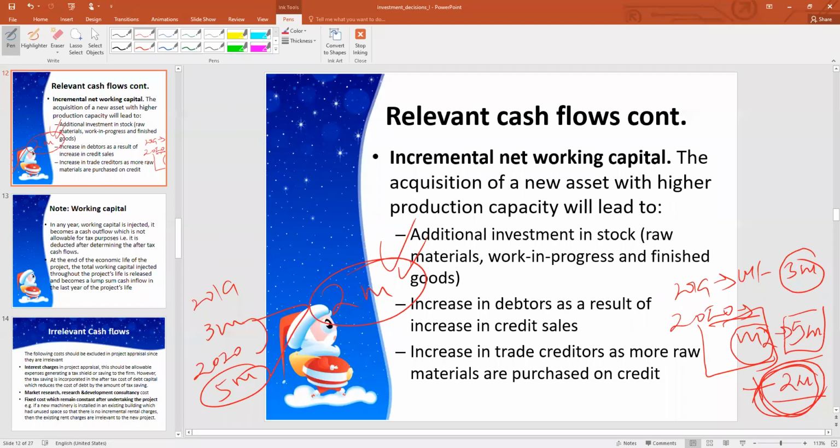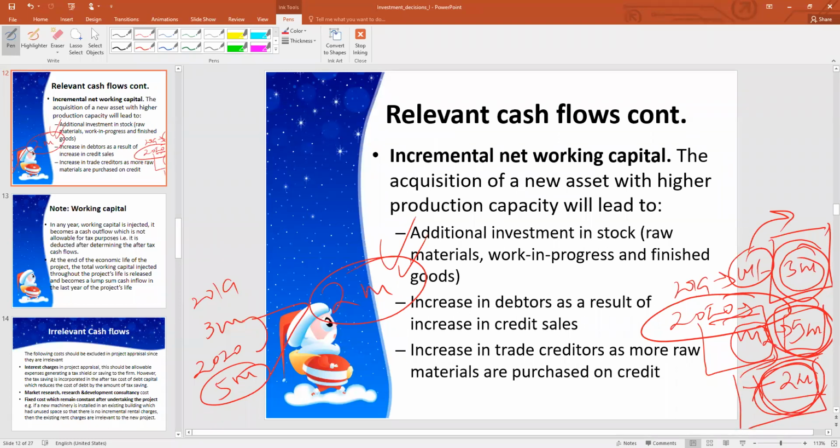Why? Because assume that the total working capital required for machine 2 is the 5 million. But don't forget, already the company has made an investment of 3 million through machine 1, even though its life is coming to an end. So you don't need to invest 5 million because you already have a previous investment of 3 million. So you only need to top up the 2 million. Clear?